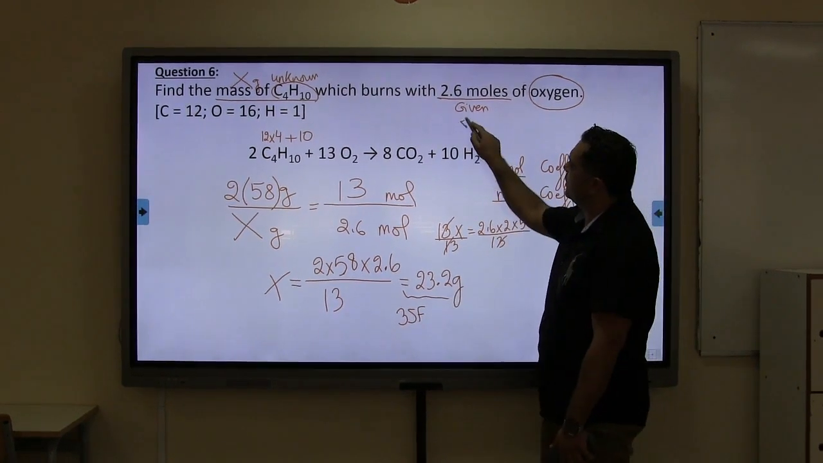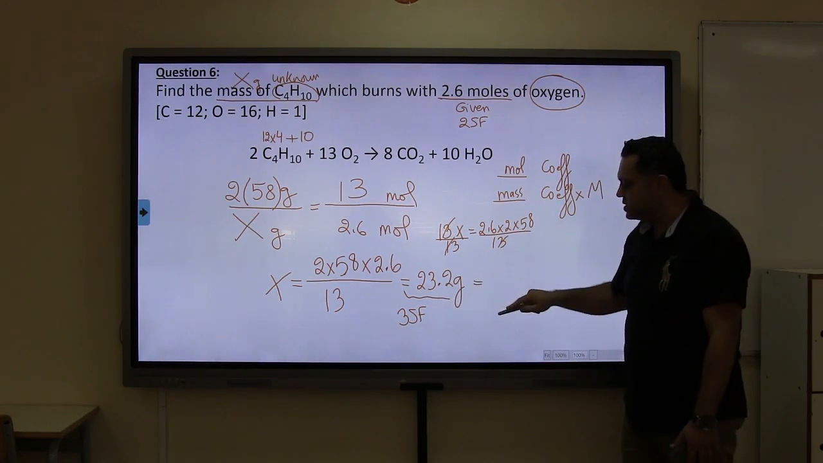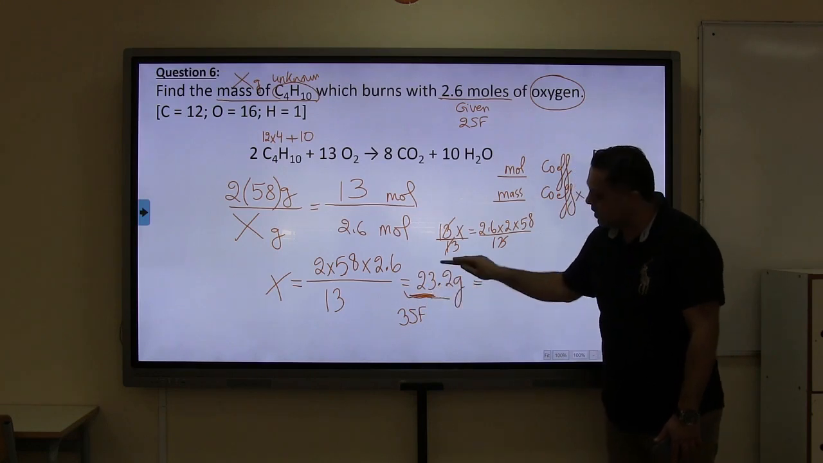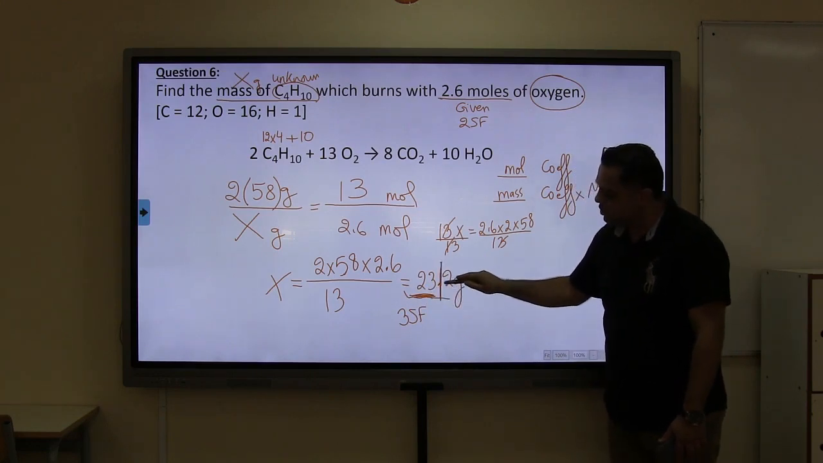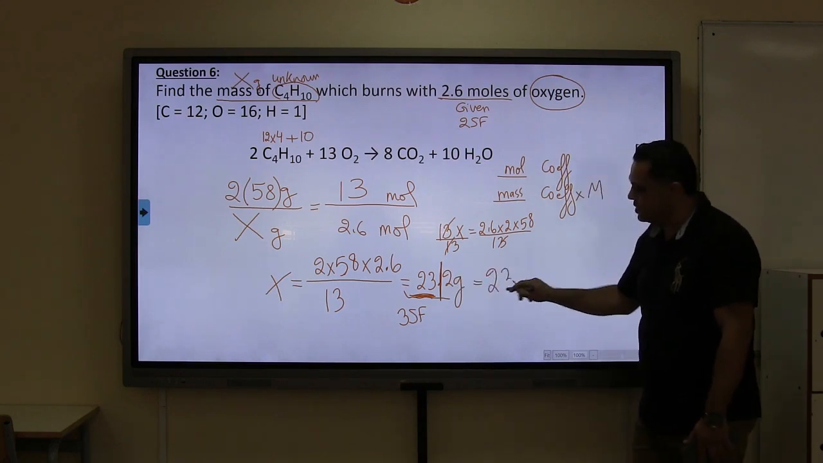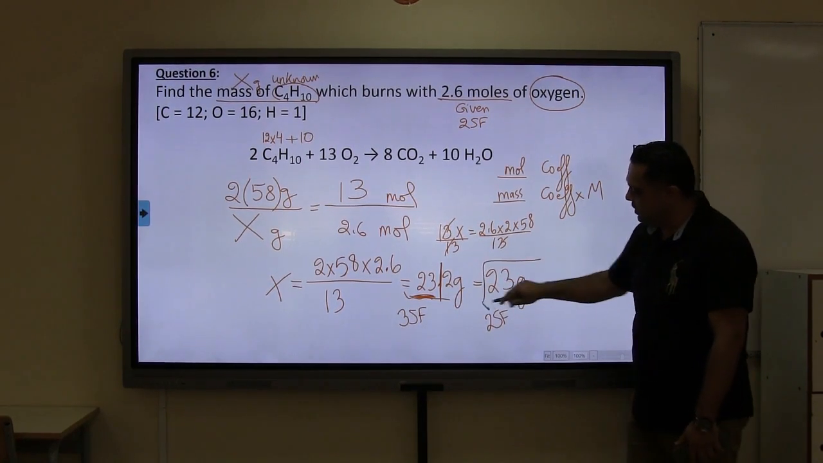If we look at my answer here, my answer has 3 significant figures, which is not the case for the given, because the given is 2 significant figures. So I need to round my last answer. I will take two numbers as two significant figures. Then I will look here at the 2. The 2 is less than 5. Nothing will change. So the answer will be 23 grams. So now I have two significant figures, and this will be the final answer.